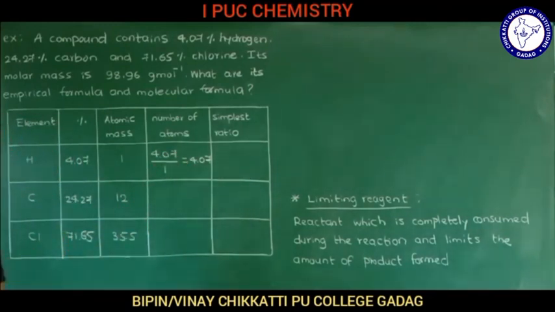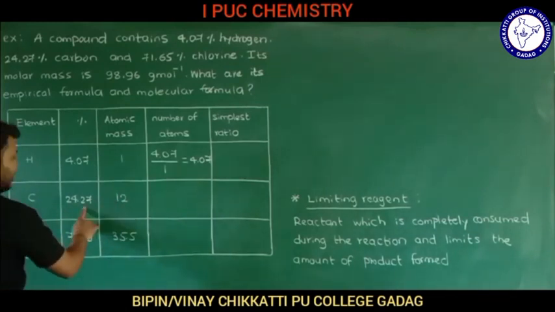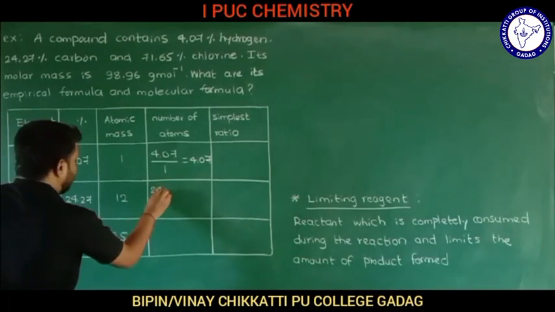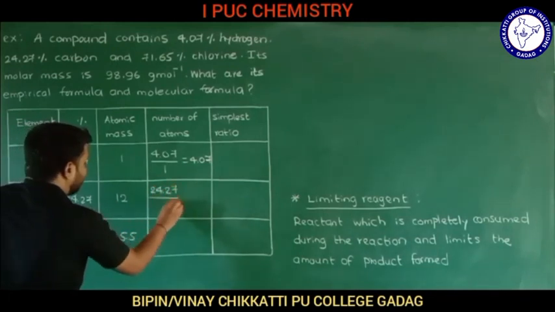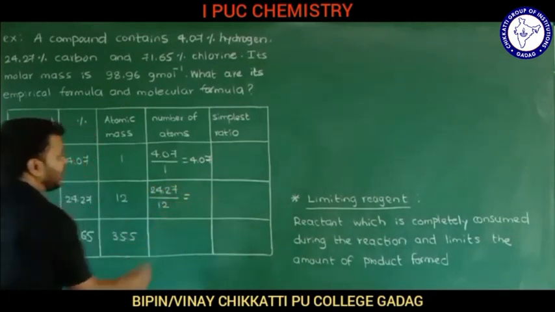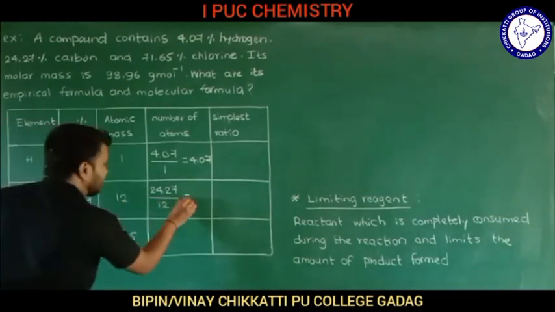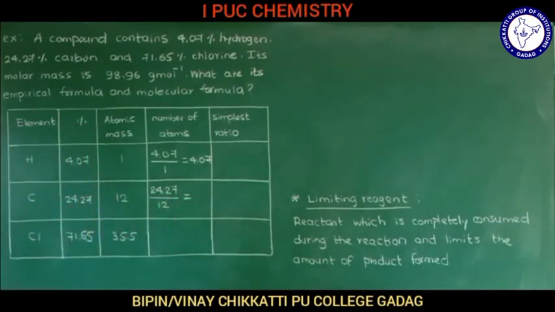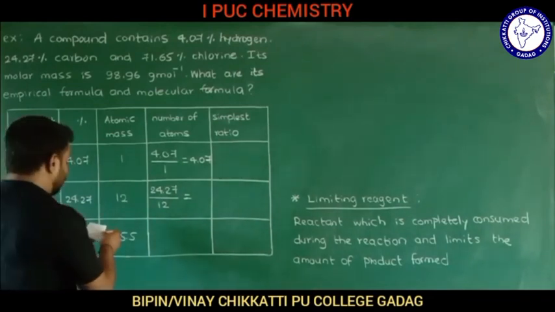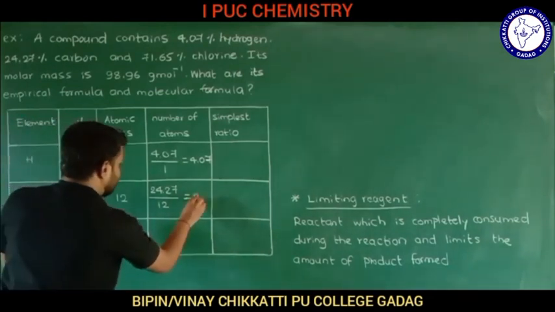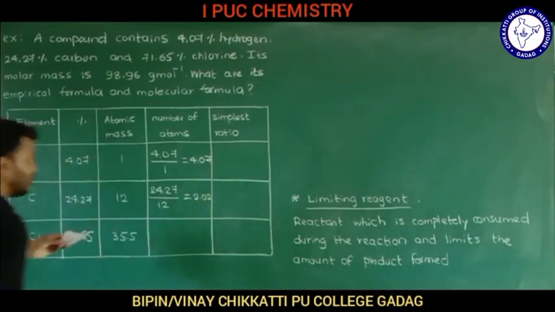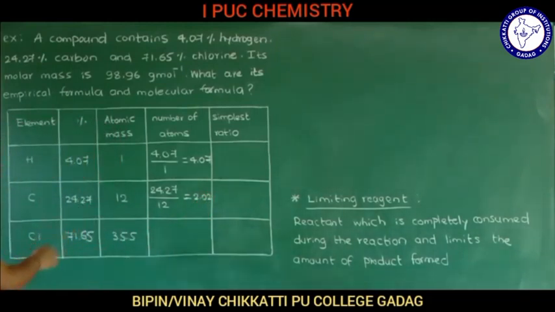The next one is for carbon, and we have to take the ratio of that, which is 24.27 divided by 12. Of course you can write nearly equal, and using a simple calculator you calculate this, and for this one we are going to get the answer as 2.02. And for the last one, what is that?